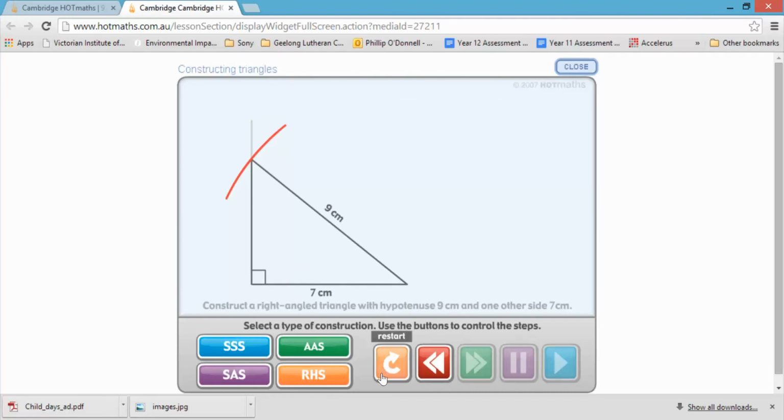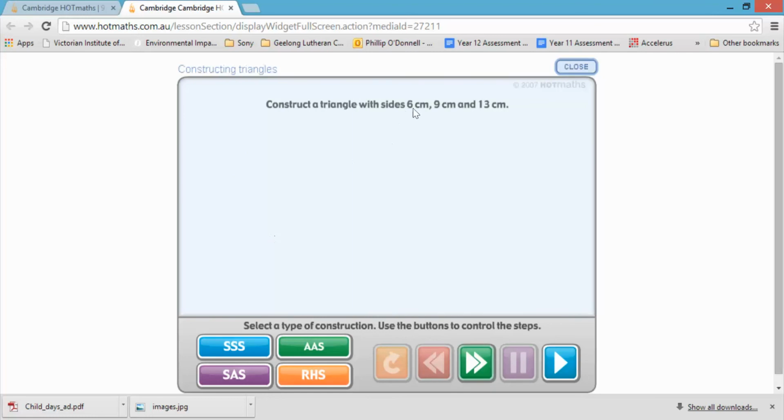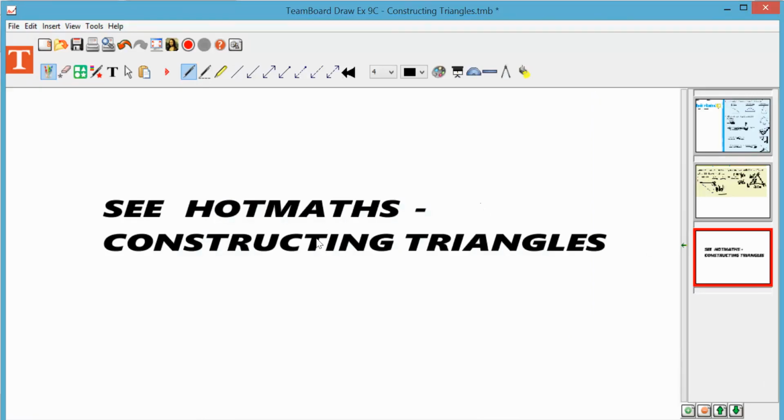Okay, so they're the four different ways. Like I said, you can either review this video or you can get on Hot Maths yourself and review how to construct each of them. And what I suggest you do is a bit of practice in constructing them. It gives you the dimensions of each of the triangles, and you can try and go through and construct them all yourself. All right, so that's how you construct. The only way to get better at constructions, which can be a little bit confusing, is practice.